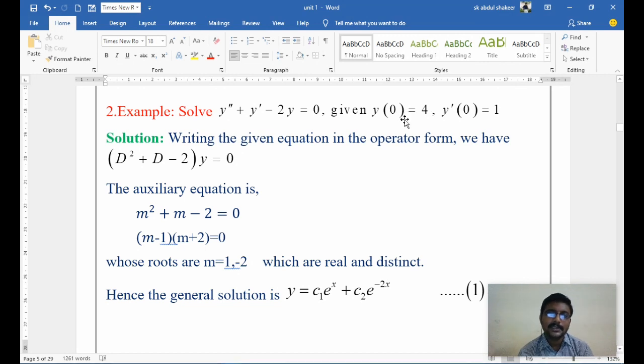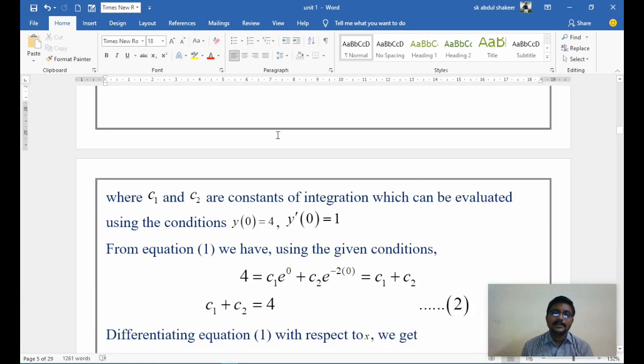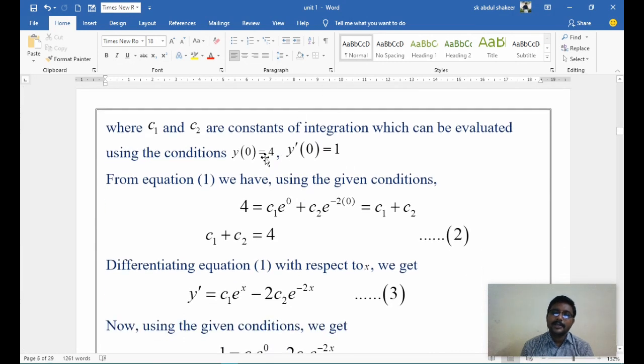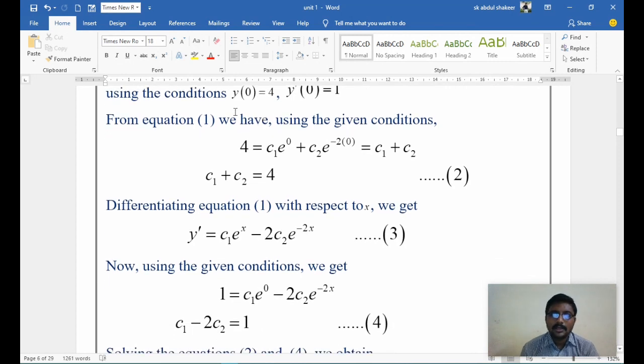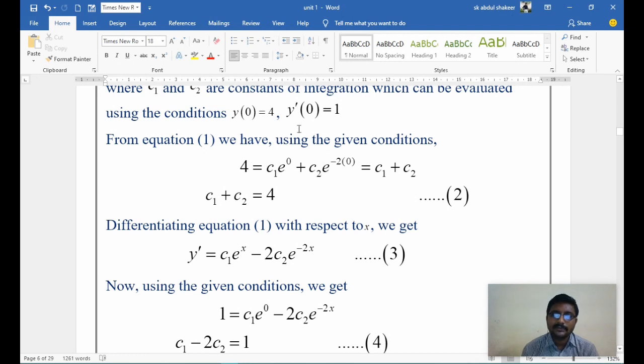Here y of 0 equal to 4 is given. That means the y value is 4 when x equal to 0. C1, C2 are constants, which can be evaluated using the initial conditions, that is, y of 0 is 4 and y dash of 0 equal to 1. Using the first condition, x value is 0 and y value is 4, replaced here. So we get the equation C1 plus C2 equal to 4. Let it be equation 2.